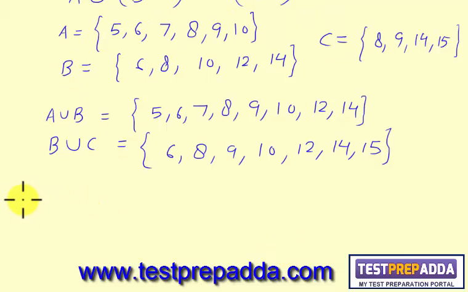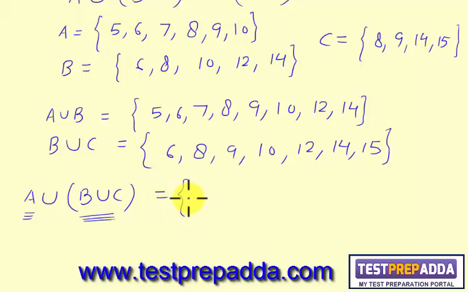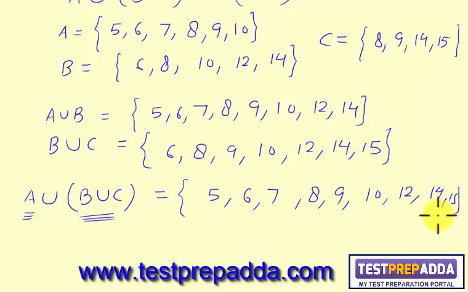Okay. So what is now A union (B union C)? I'll take all those elements which are either in set A or in set B union C. So I'll take 5, 6, 7, 8, 9, 10, 12, 14, 15. So this is A union (B union C).